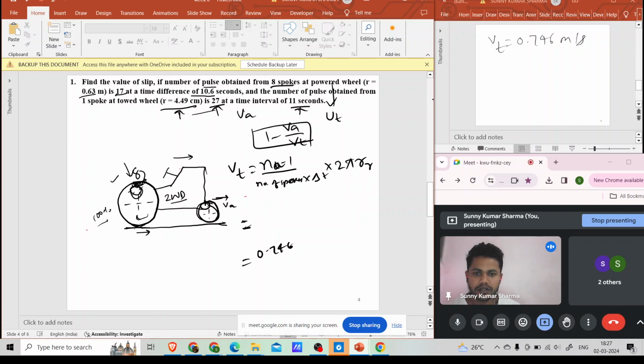Now actual velocity, you do the same thing. This is the number of pulses generated for calculating actual velocity, which means 27. 27 minus 1, divided by 1, into 11, into 2 pi into 4.49 centimeter, which means 0.049 meter.